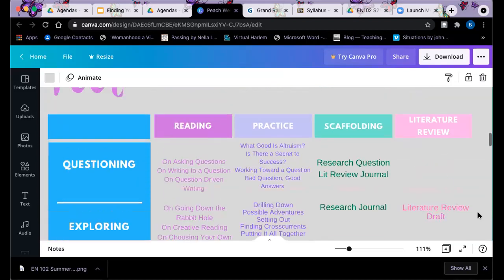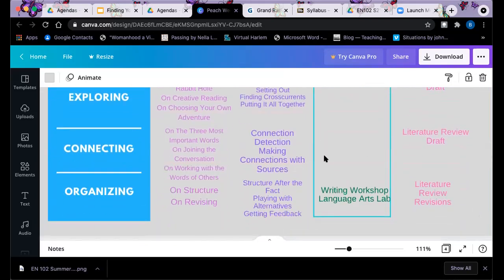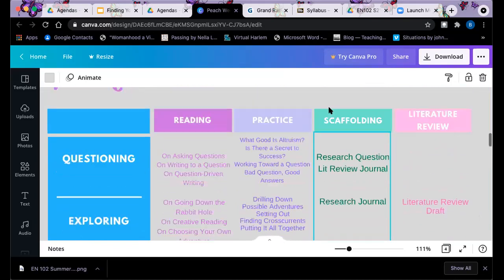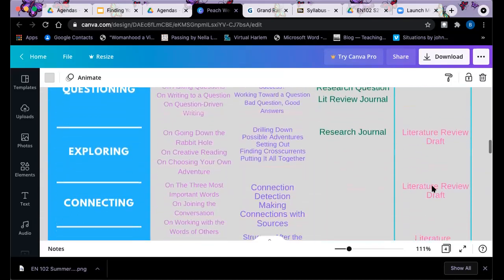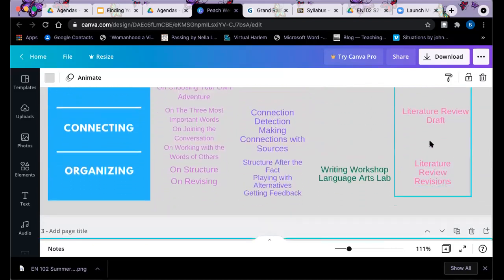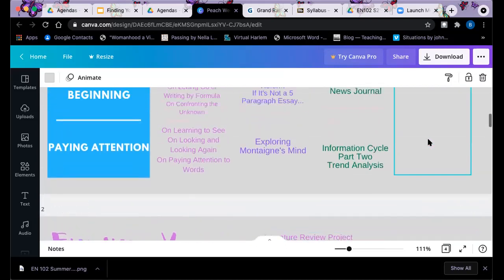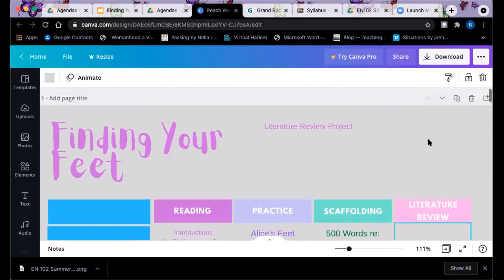So each week you'll have a set of readings that you'll be doing. You will do a number of the practice sessions. You will maybe do some scaffolding. You can see some weeks have more scaffolding assignments than others, and you will work on your actual drafting and revising of the project when you get to that point in the work. Right. And that takes us through the end of the semester.